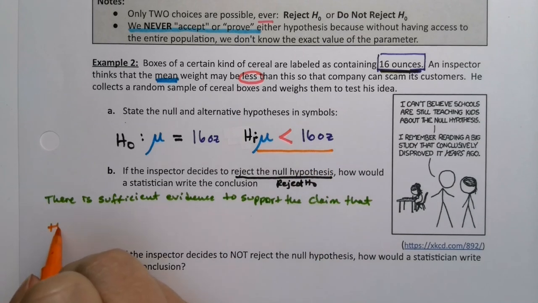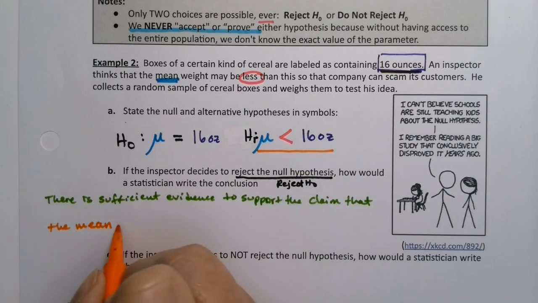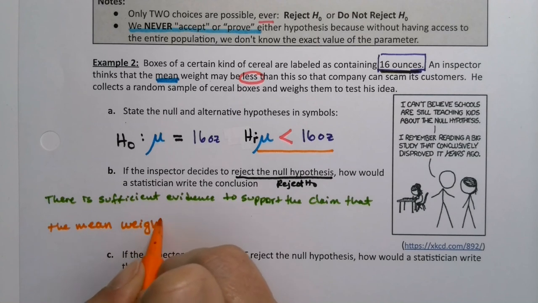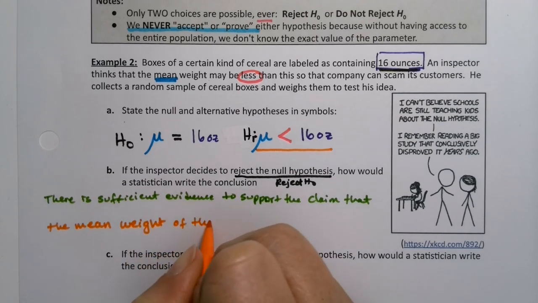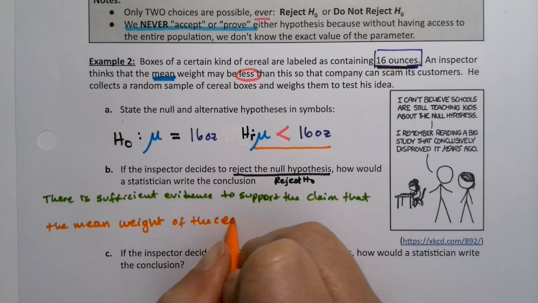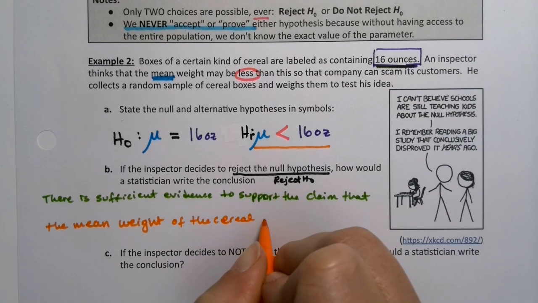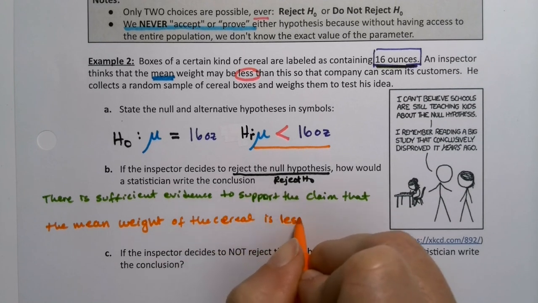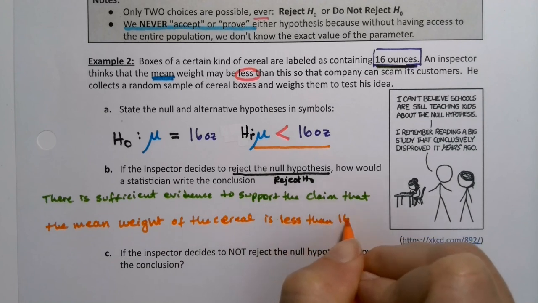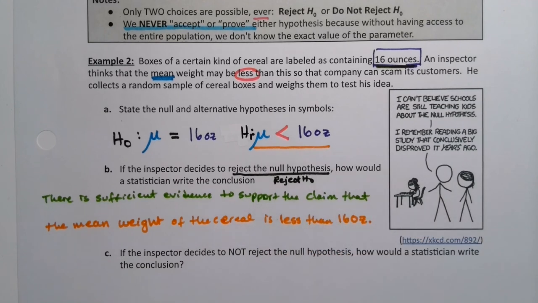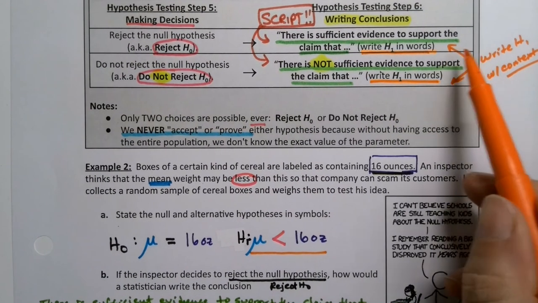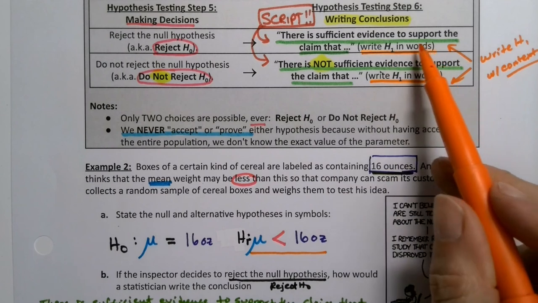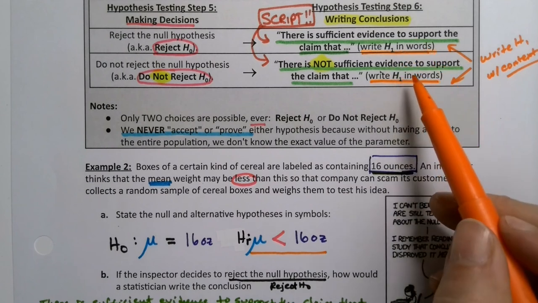So that the mean, or you could say average if you want. It's a terrible use of the word average, but we know what you mean. The mean weight of the cereal is less than 16 ounces. Done, right? I wrote down the script in green, and then I followed up with H1 in context. That's the part that changes for every problem, but it's still a script you're following.